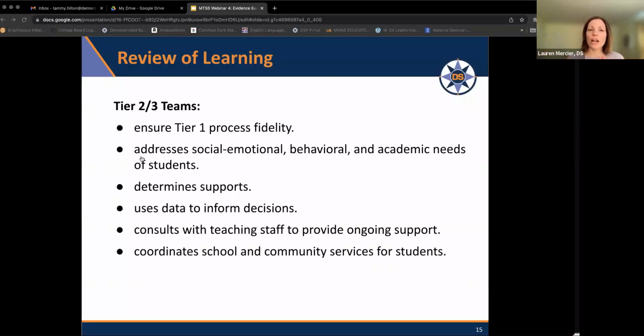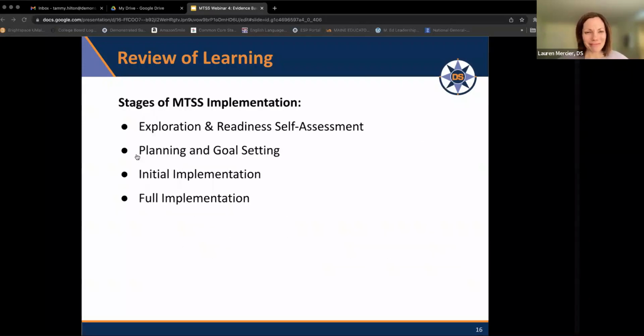This again is whole child work at tier 2, right? So it's social, emotional, behavioral, and academic. The tier 2 team will determine these supports, again, using our data, consulting with staff, and then coordinating as needed for school and community resources. So you may have a student who is pushing into tier 3, perhaps, that may need some outside mental health counseling. So that is something that might be considered at the tier 3 level, as an example.